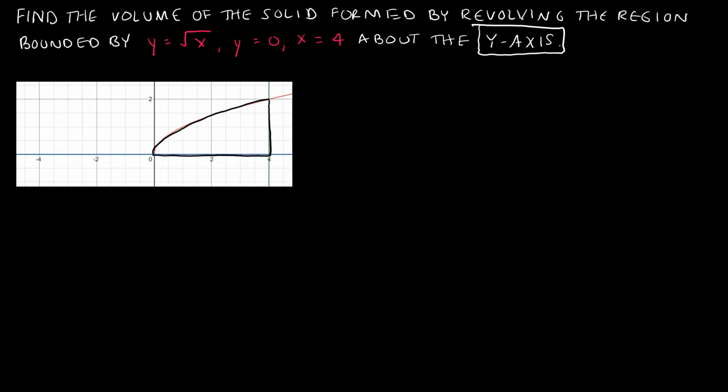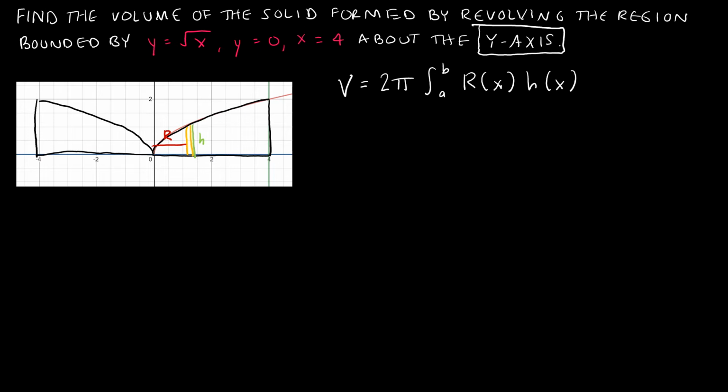Rotating about the y-axis would give me a reflection across the y-axis. Keep in mind that my representative rectangle would be parallel to the y-axis. This distance is the radius, and this distance is the height. I'm going to copy down my formula, just so we remember. We have 2 pi, from a to b, of r of x, h of x, dx.